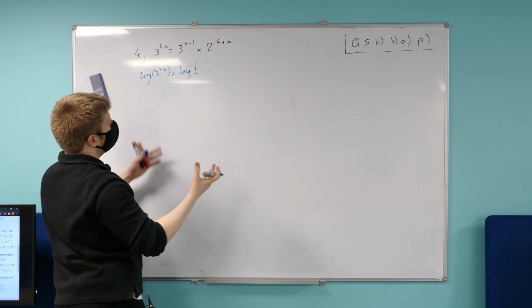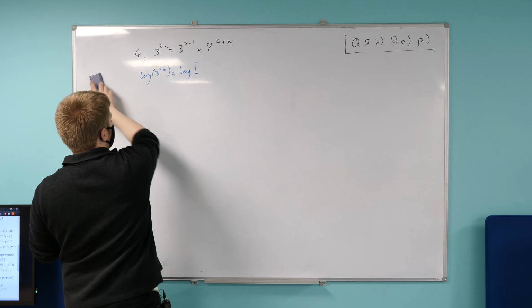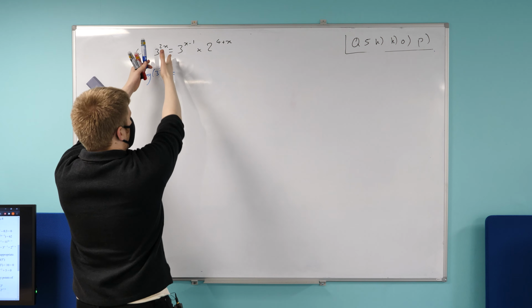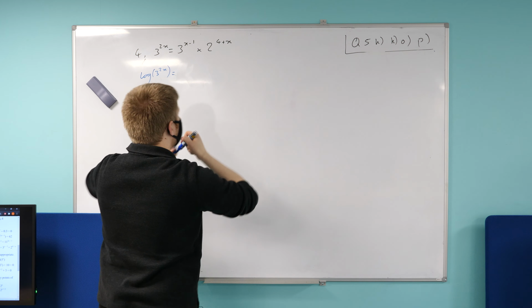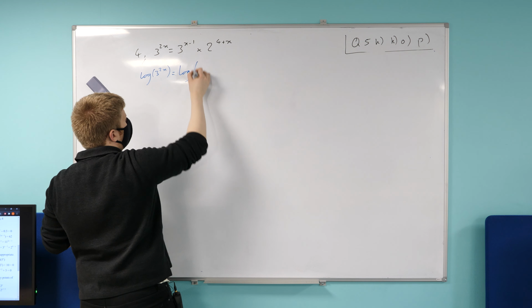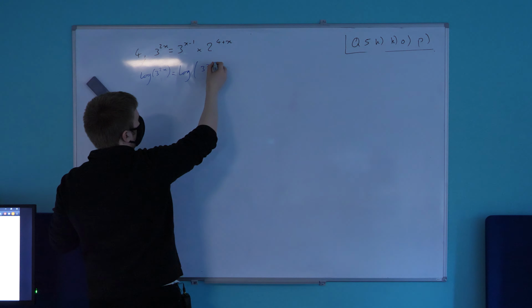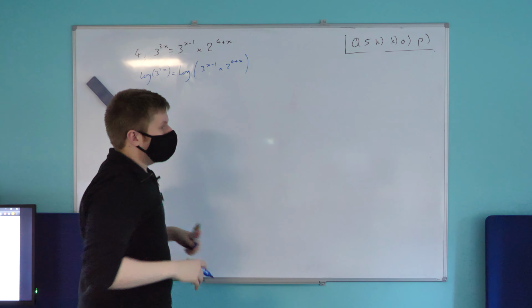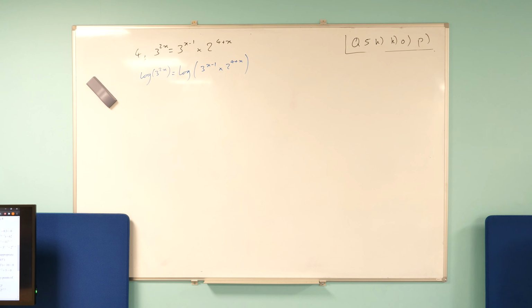Not multiplied. So just do the same thing as I said before. Don't pick and choose your logarithms. Just take the logarithm of the left-hand side, the logarithm of the right-hand side. In other words, log of the entirety of the left-hand side. So just do that first. All right.